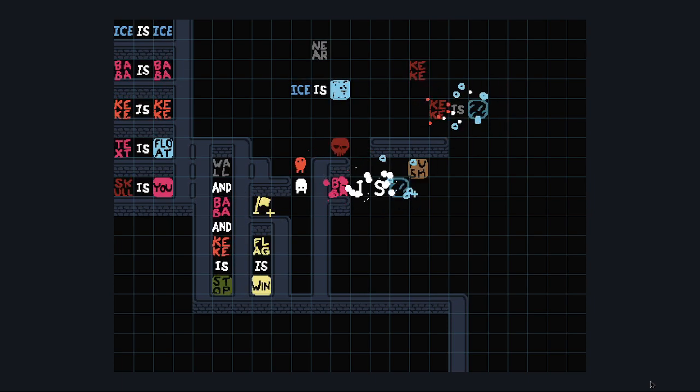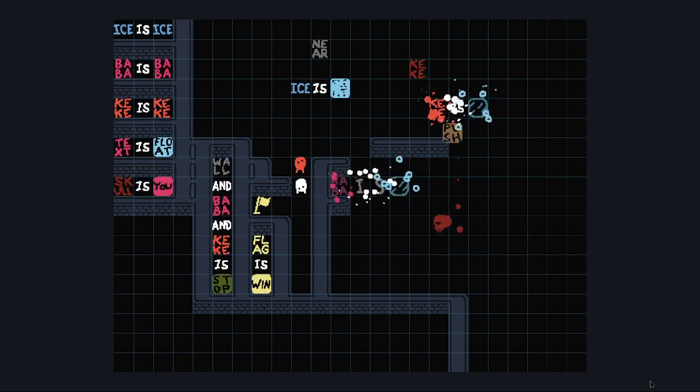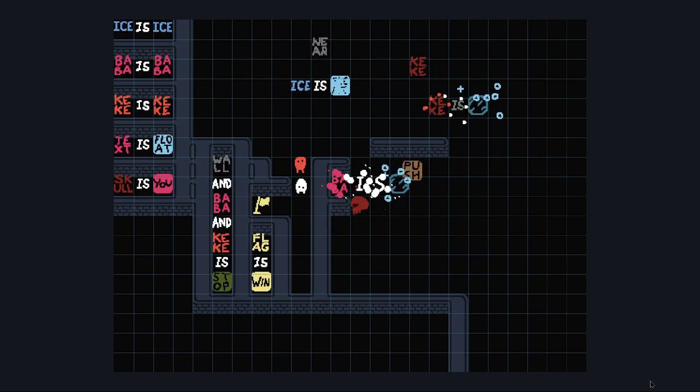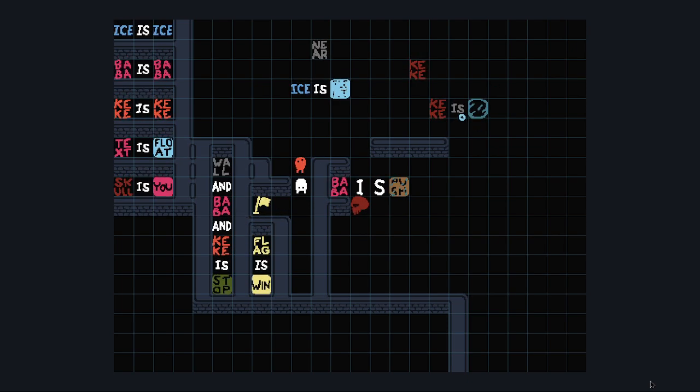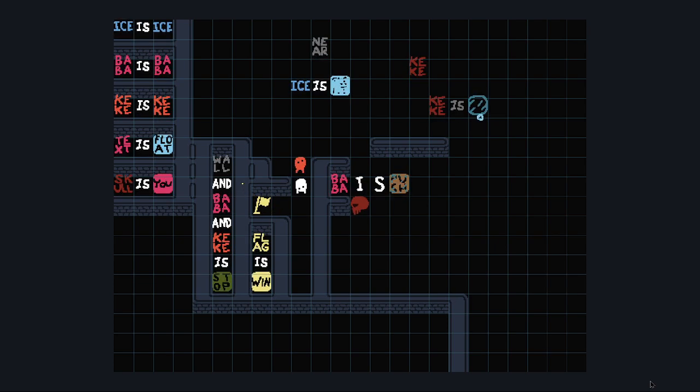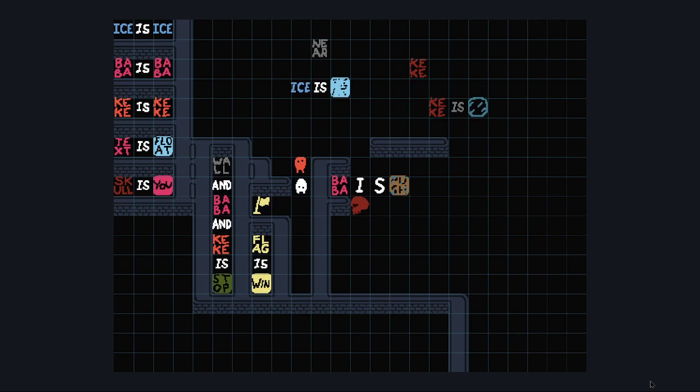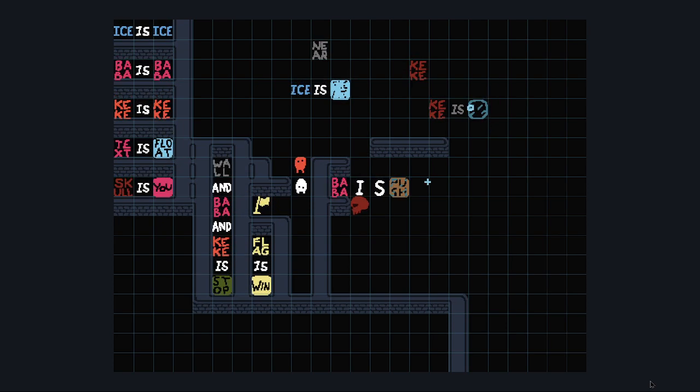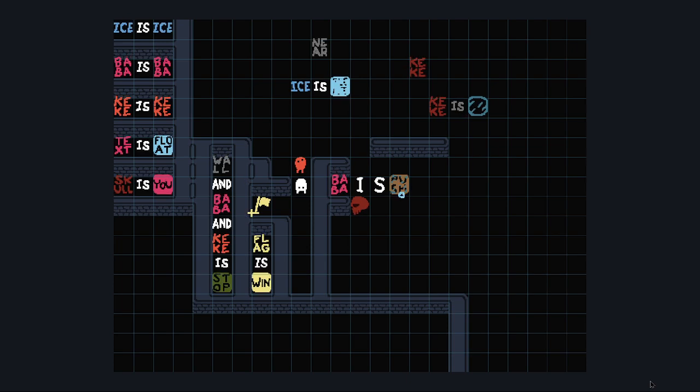Because we're very limited in what we can do with Baba, right? We have to leave Baba here, we can't force it out or anything. To read all the rules from earlier: ice is ice, baba is baba, keke is keke, text is float, skull is you. All the tautology means that we can't transform anything to anything else. And also we're a skull, and text is floating. And then wall and baba and keke is stop. Unless they suddenly also become pushable, we can't really move them. Flag is win. Well, that's obvious.